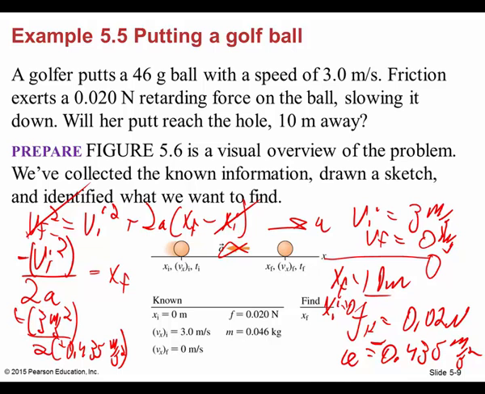And we get an answer of the X final is 10.3 meters. Well, will she make the putt? Well, she has enough acceleration to make the putt, provided she aims properly, okay? So yes, she'll make the putt, provided she aims properly.